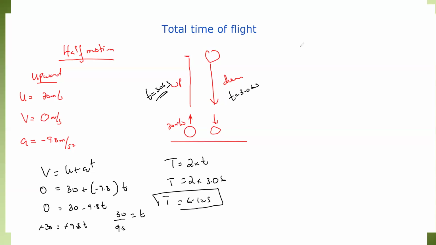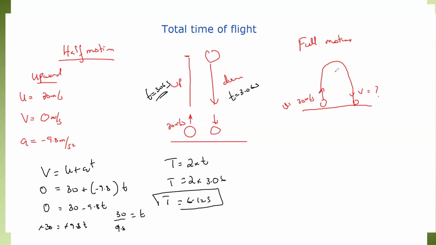Yes. Now, if we consider the full motion, I can also solve this question by considering the full motion. We launch an object, and the object reaches the ground. First, we launch with a speed of 30 meters per second, so u is 30. When it comes down, it will have a v, but we don't know that v.